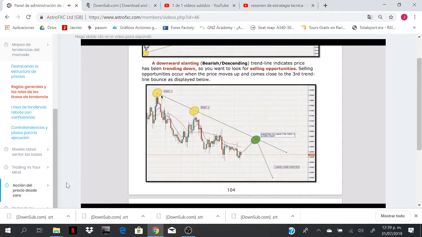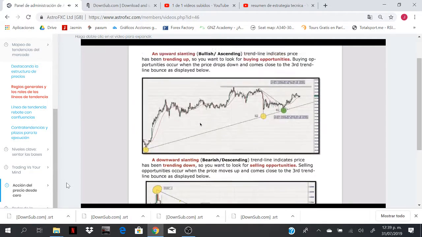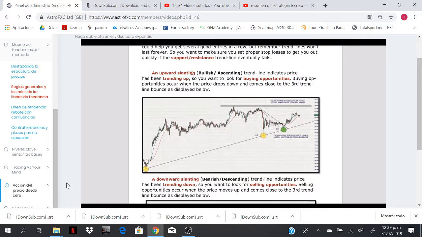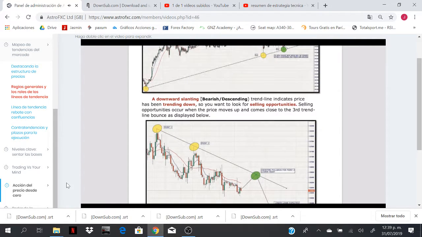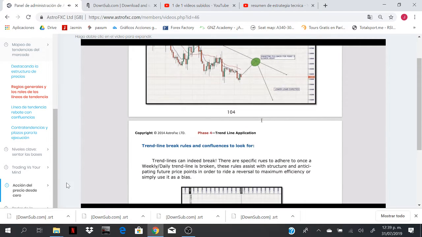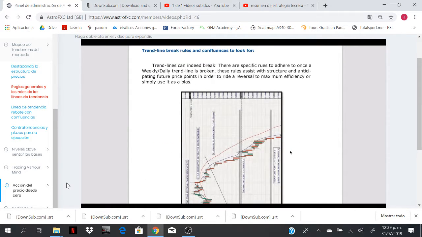That's similar to the one I've just marked out on the Aussie. So you get the ascending, so an upward slanting bullish or ascending trend line. That's ascending. Downward slanting bearish is descending. So ascending and descending. So just get used to the terminology as well.